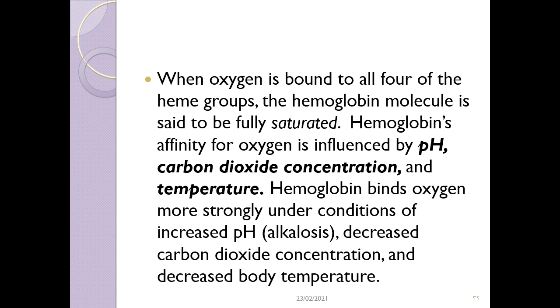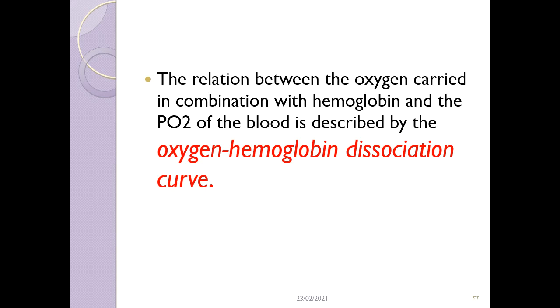Hemoglobin will bind oxygen more strongly when there is an increase in the pH, when there is a decrease in the carbon dioxide concentration, and when there is a decrease in the body temperature. We can explore the relation between the oxygen carried in combination with hemoglobin and the partial pressure of oxygen of the blood in what is called the oxygen hemoglobin dissociation curve.